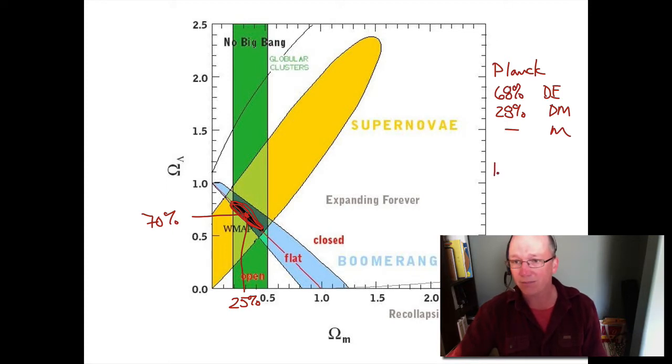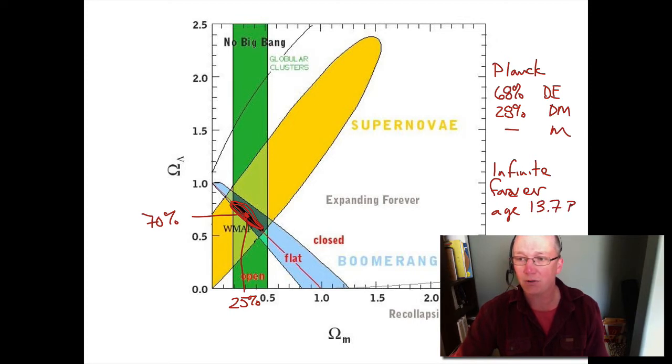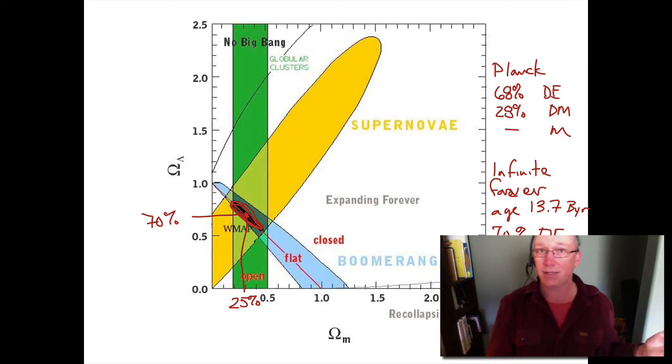The flat universe is infinite and extends forever in space. It has an age of about 13.7 billion years, and it has about 70% dark energy, 25% dark matter, and about 5% regular matter, as just rough numbers. And that's the universe we live in.